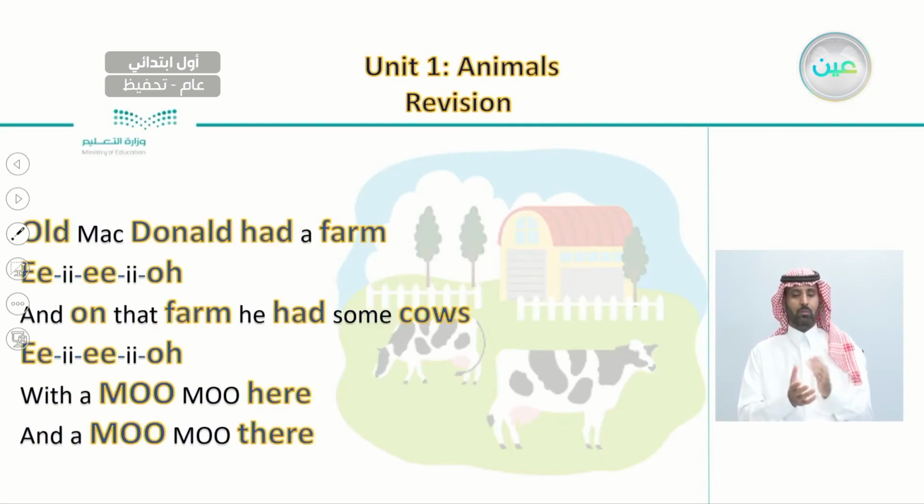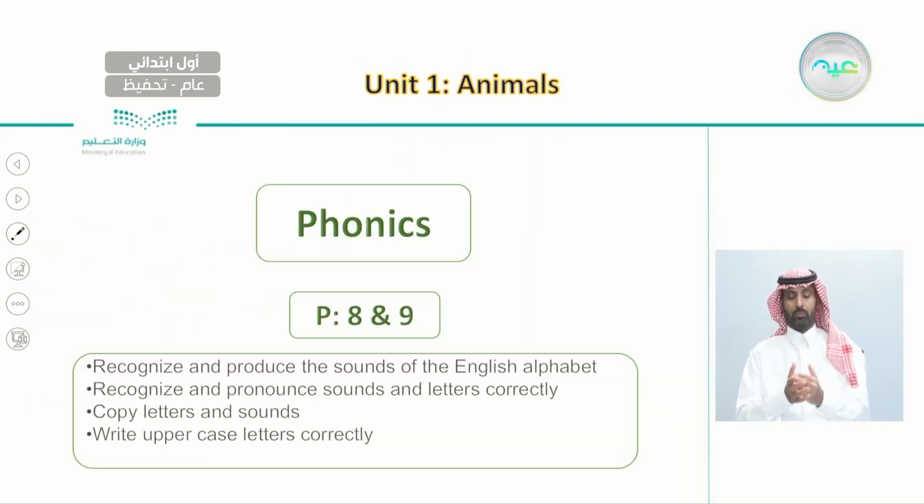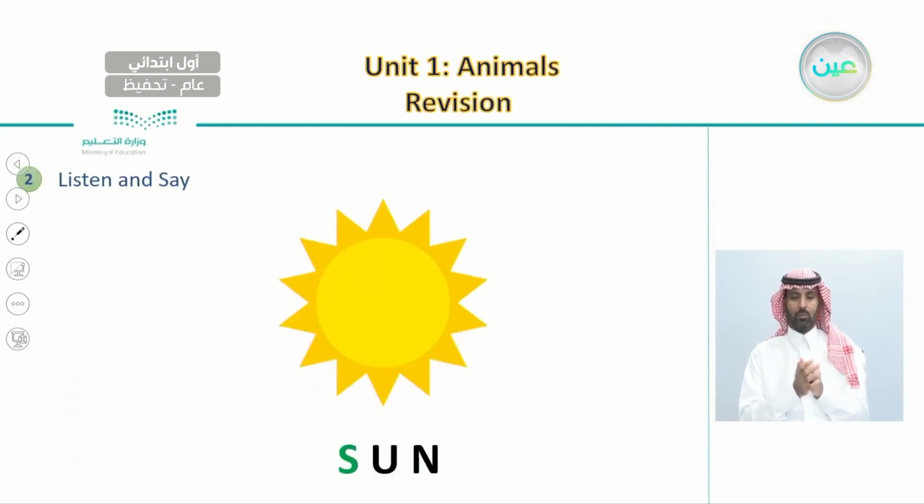And after this, we listened to a chant about Old MacDonald who had a farm. So we learned what the word farm means, and cows, as we can see here with these pictures. And after this, we had the phonics lesson on pages 8 and 9, where we recognized and produced the sound of 4 important letters. And these letters can be seen here in these words.